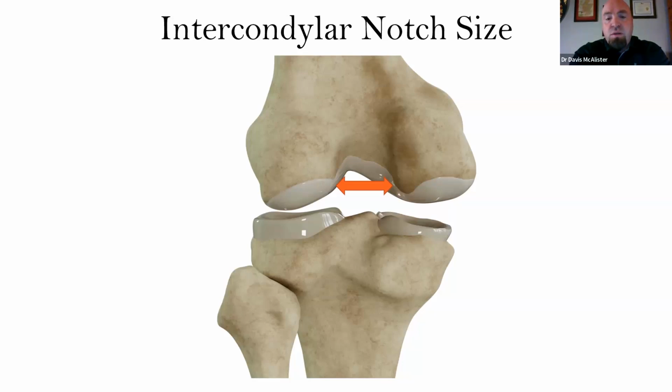And I'm sure that if they had gone back and checked either mom or dad's anatomical structure, they probably would have seen that they had a narrow intercondylar notch size as well. So there's that.